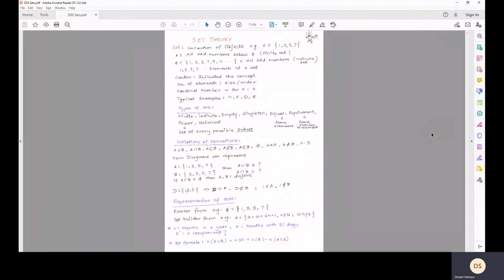So what is set theory? Set is a word all of you must have heard a lot of times. Basically, it talks about a collection of objects. So it could be anything.